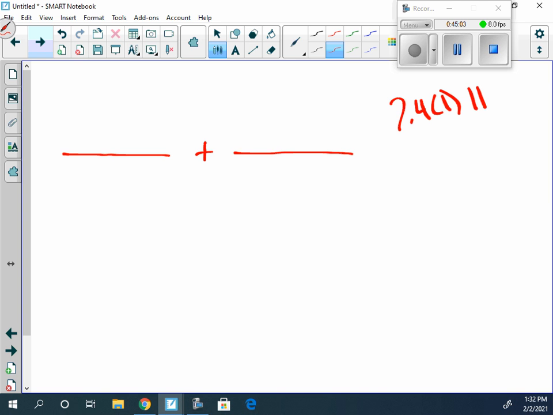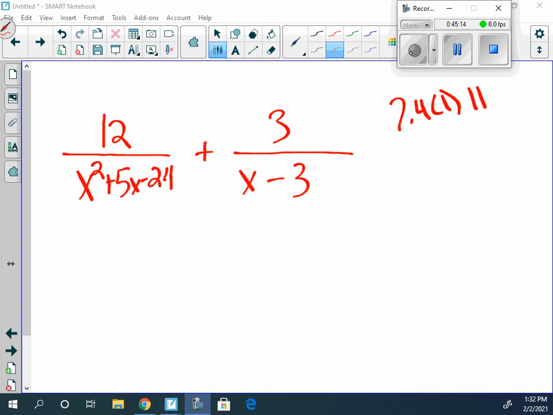12 over x squared plus 5x minus 24 plus 3 over x minus 3. All right. So when looking at this here, it's very tempting to multiply both sides and go straight into trying to make the denominators be the same. But we need to hold on for a second, because x squared plus 5x minus 24, we need to factor it. The reason I say that is because we're making sure whether this denominator has x minus 3 as a factor. Because if it does, then I don't need to do as much.